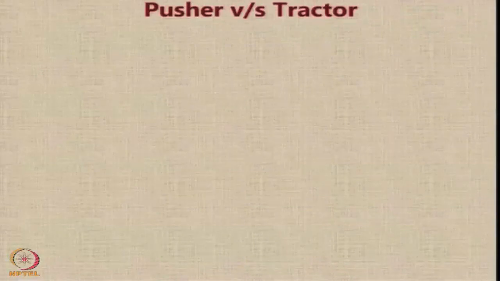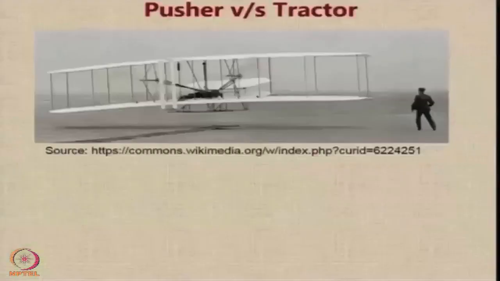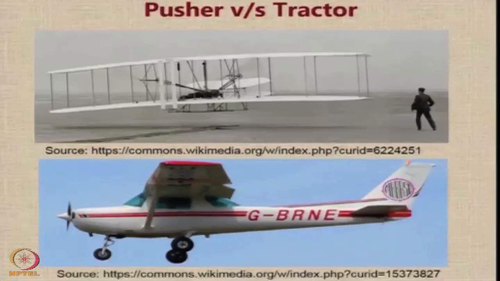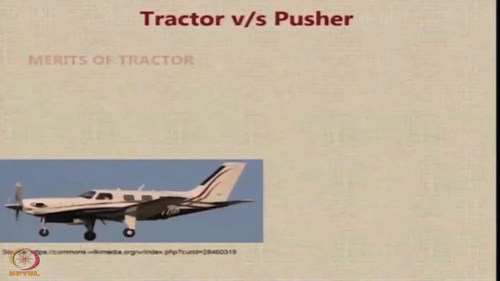The pusher configuration is considered today as uncommon and special, but interestingly the first aircraft to fly successfully, the Wright Flyer of 1903, was a pusher configuration. And most of the aircraft which are used today for training of pilots or general aviation typically have a nose mounted engine and they belong to the family of tractor propulsion. Each category has its own advantages and disadvantages. Let us have a look.